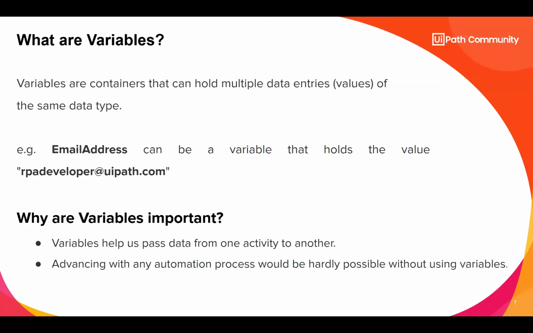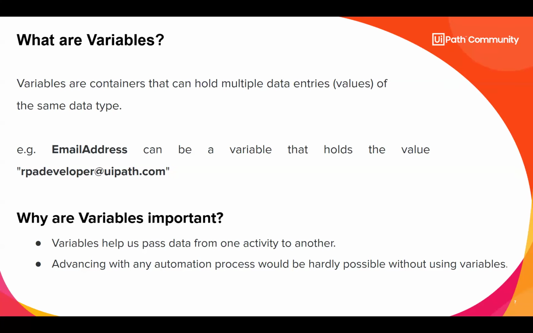All right. And then why are variables important? Why are variables important? So in UiPath, variables help us to pass data from one activity to another. And then basically you cannot build any automation projects. I mean, almost impossible, right? Building an automation project will be almost impossible without using variables.